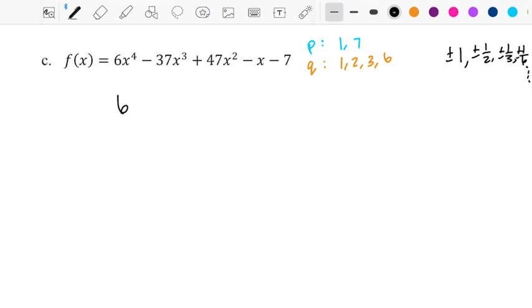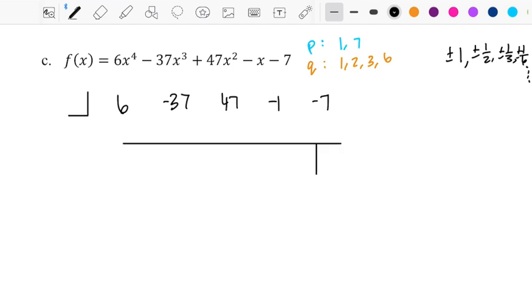The easiest way to do this is with our synthetic division to see if we can find something that gives us a zero remainder. So I always like to start with 1 and negative 1, just to see. So if I do 1, that's going to drop down a 6. 6 times 1 is 6. Okay, so that's not giving us a zero remainder. So it's not 1. Cross that off my list.